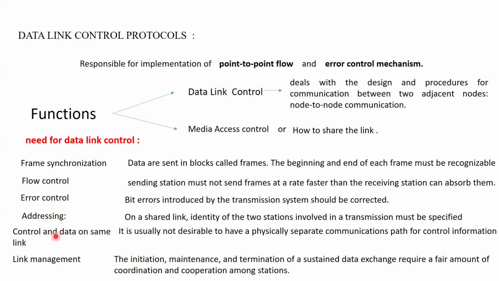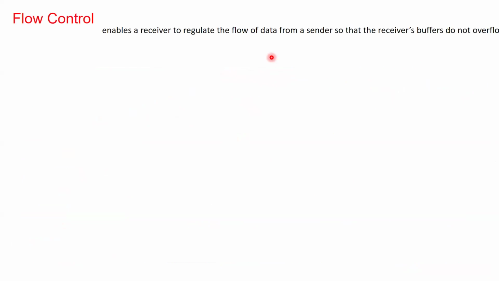So these are the data link control protocols. It's responsible for the implementation of point-to-point flow control. Now we'll see flow control. Flow control enables a receiver to regulate the flow of data from the sender so that the receiver buffer does not overflow. I'll share one example here using a sender and receiver.